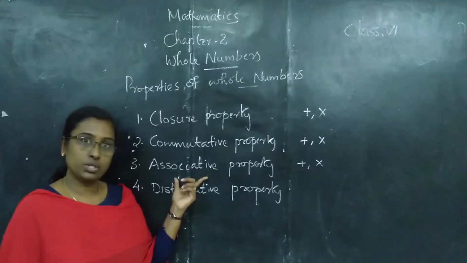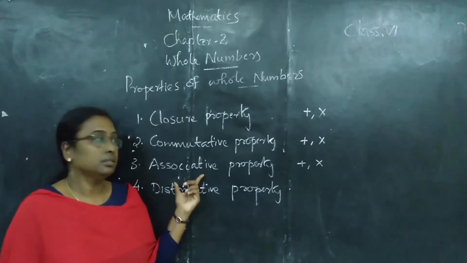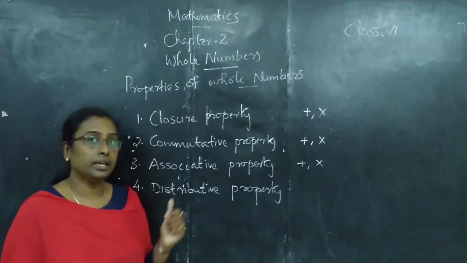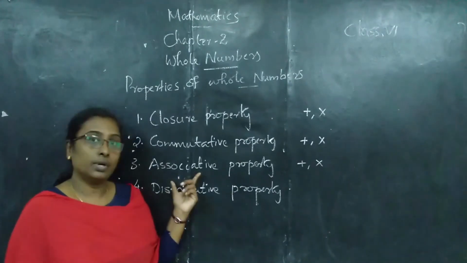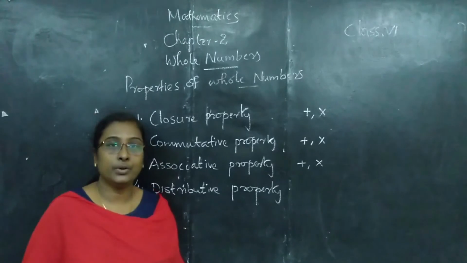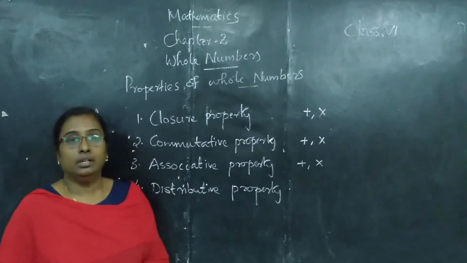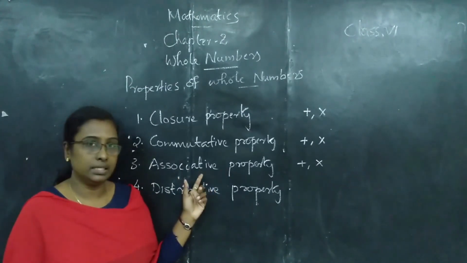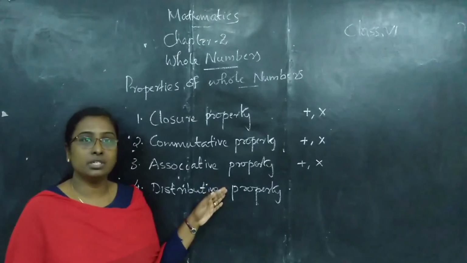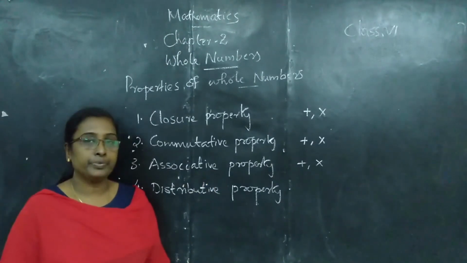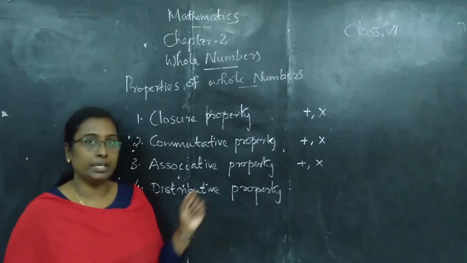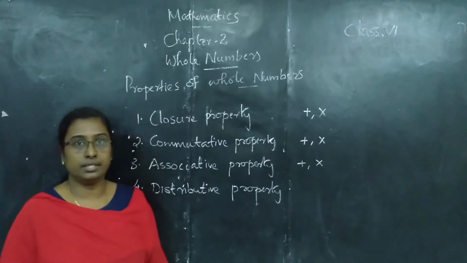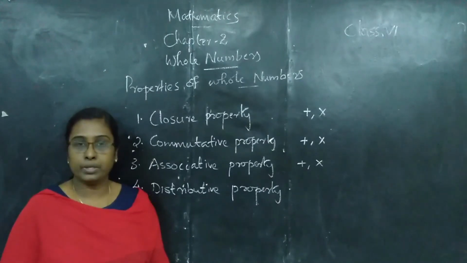The next property is associative property. This property says that three whole numbers can be added in any order. Similarly, for multiplication, three whole numbers can be multiplied in any order. But for subtraction and division, it is not possible. So we can say that the whole numbers are associative under addition and multiplication, and not associative for subtraction and division.